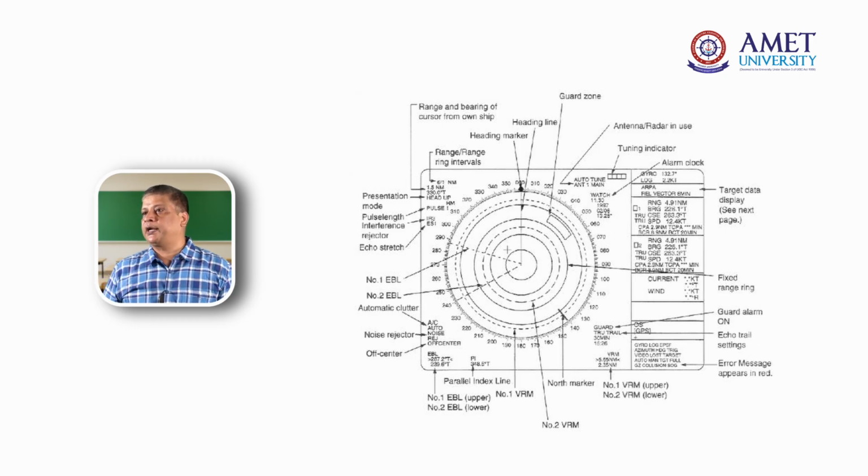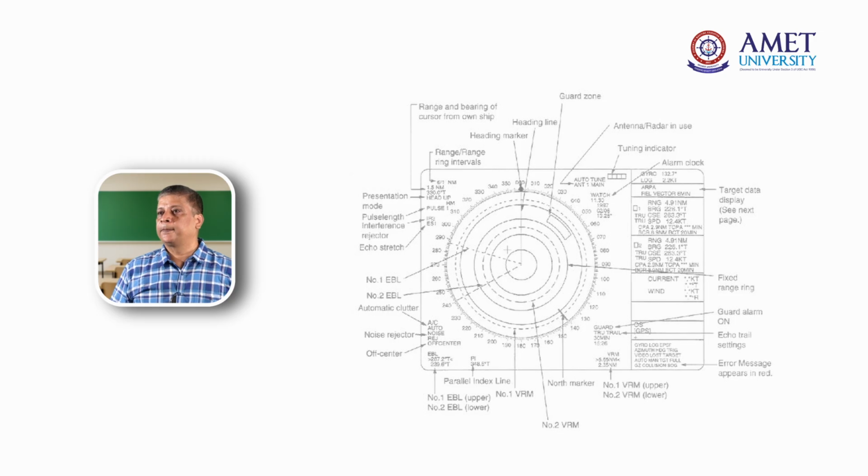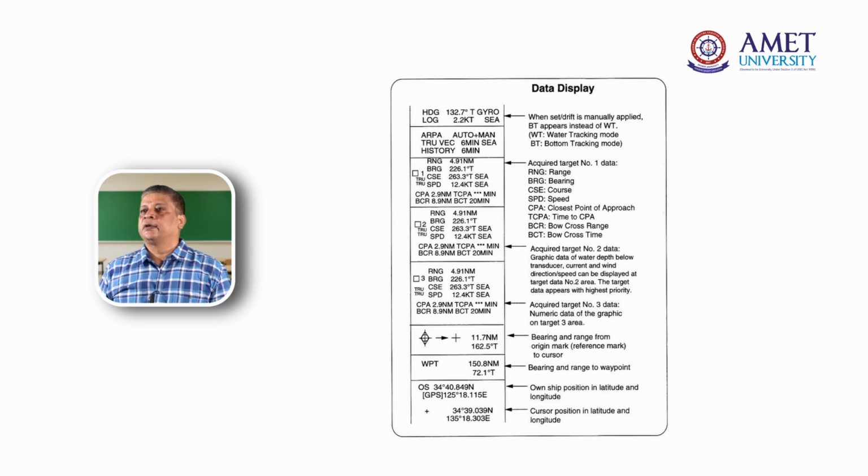Just below it, you can see a few particulars of target number 1. Let's have a little blown up look at the same data. In this screen, you can see for target number 1 the range, bearing, course, speed, CPA, TCPA, BCR, BCT, the same data which you looked at on the previous slide, but this is the information of target number 1 on the screen. Similarly for all the other targets which are there.